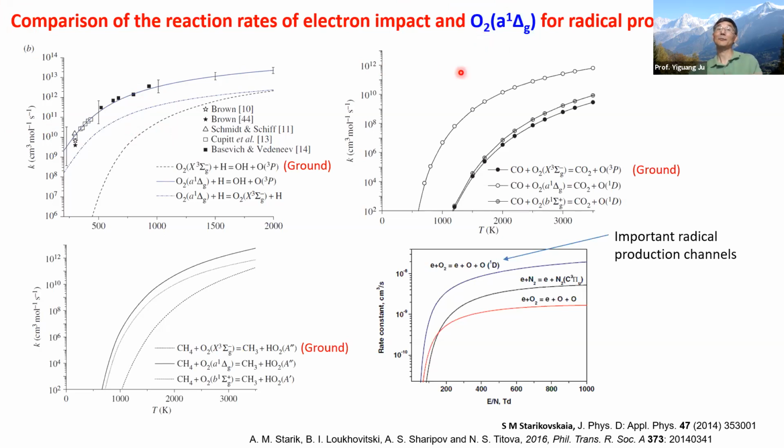This is very interesting. Now, if you're looking at the chain initiation reactions, this is the ground state, the methane with ground state oxygen. And this is with the singlet oxygen. You can see that you are enhancing almost by 5 to 10 times by producing singlet oxygen. If you look at the CO oxidation, again, the ground state compared with the singlet state, the reaction is 1 or 2 orders of magnitude higher.